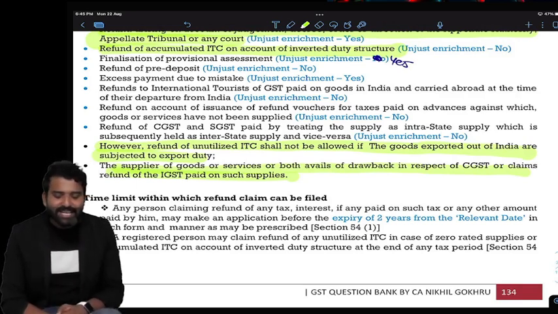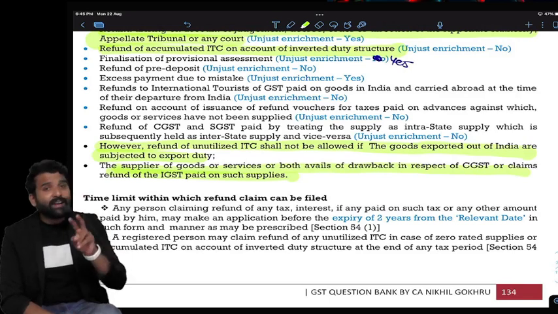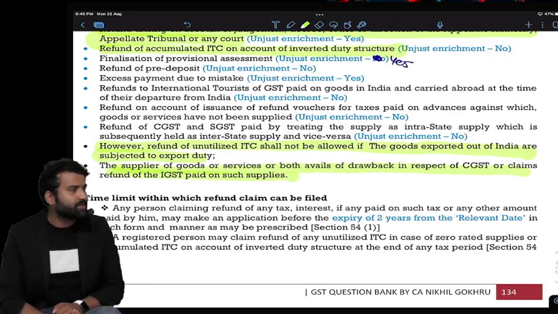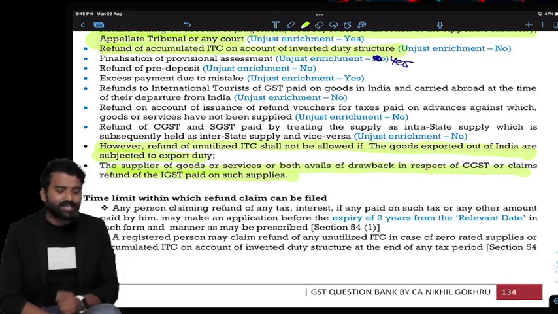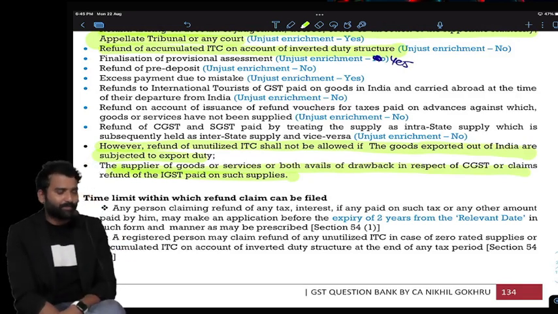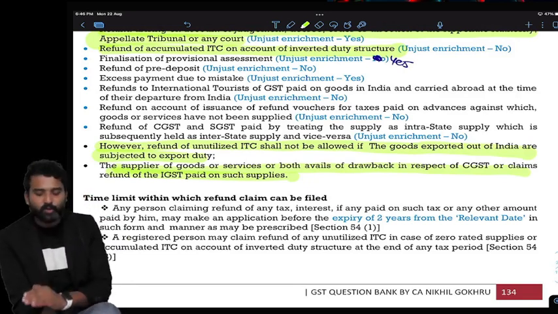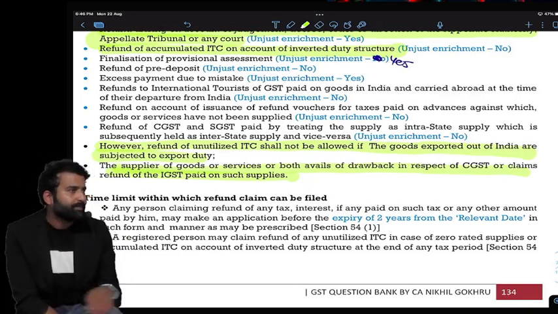So these are the cases when a person can claim refund, and with this I also covered where the principle of unjust enrichment is required, and where it is not required. Tell me, is there any doubt regarding this case? Otherwise we are moving towards the next provision of refund.